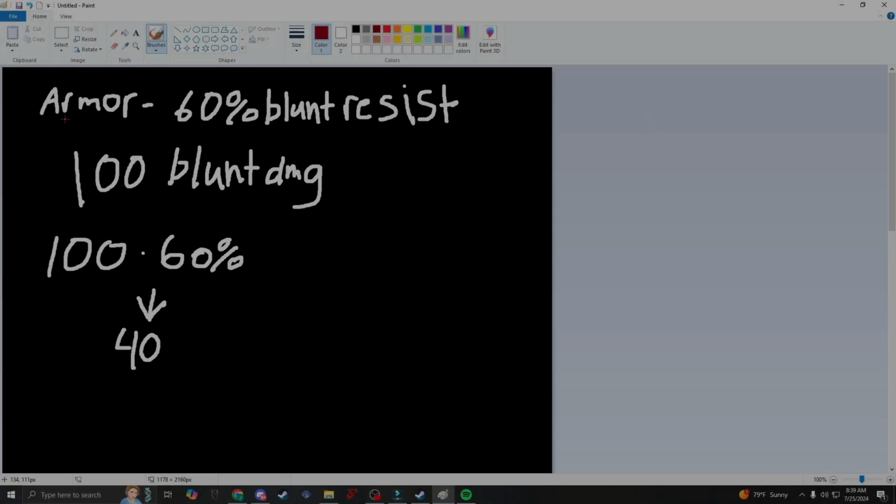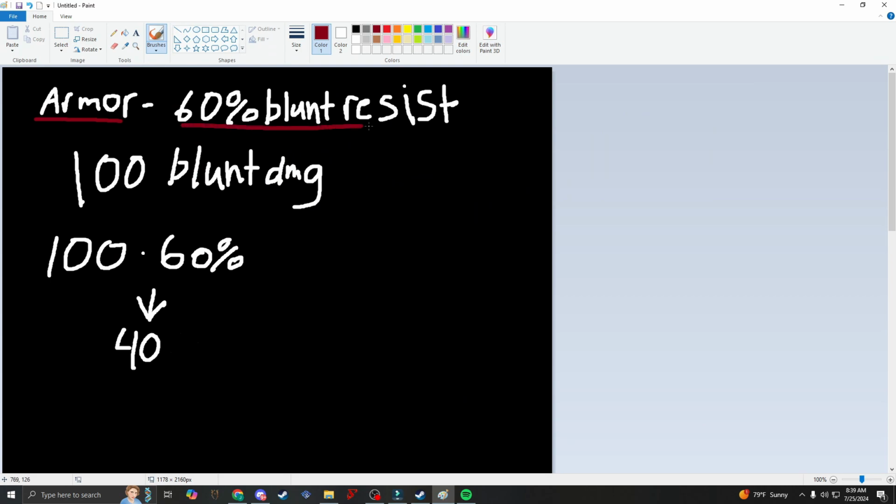Blunt resistance is a little bit easier. So let's say your armor has 60% blunt resistance, and we take 100 blunt damage. That 100 blunt damage is going to be multiplied by that 60%, and you're going to get 40 damage. And that is going to be layered to your shirt, and then be put through the same formula for blunt resistance.